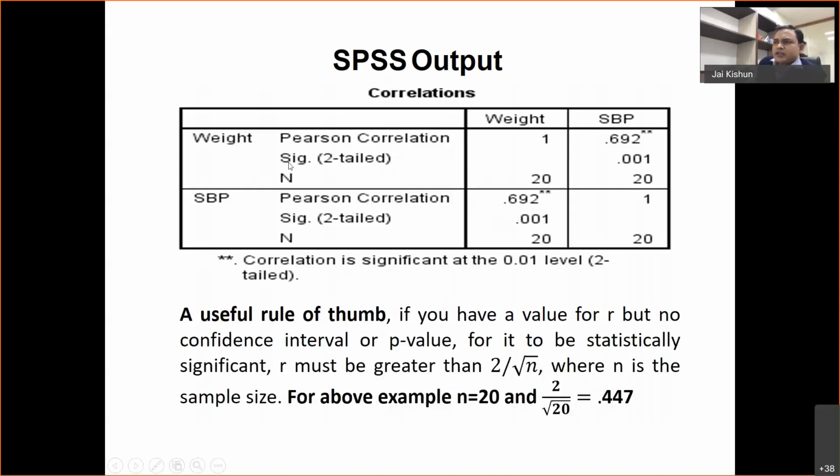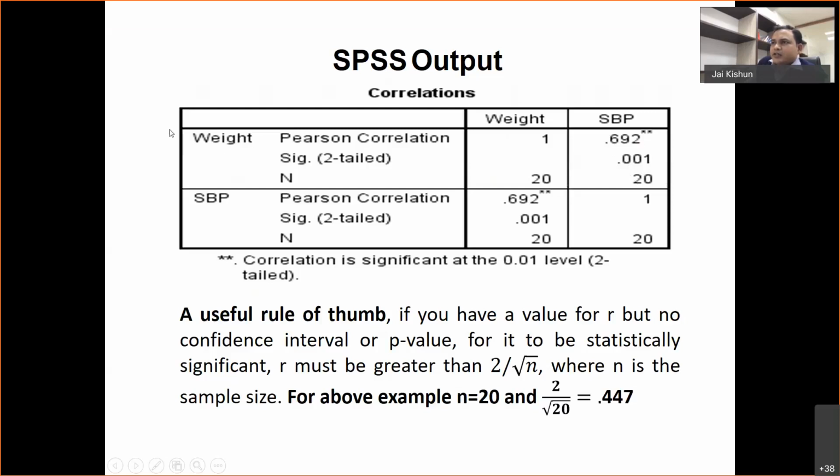Now this is the SPSS output which we got when we ran the correlation for these two variables. Here we can say that the value of this Pearson correlation coefficient for weight with SBP is coming 0.692, and this is their p-value, 0.001, and this is the number of observations.